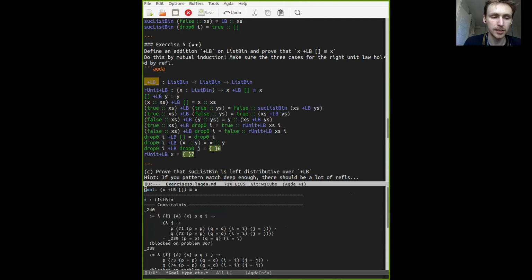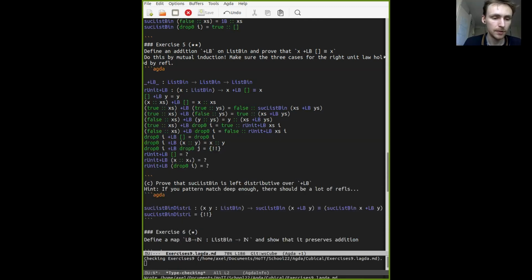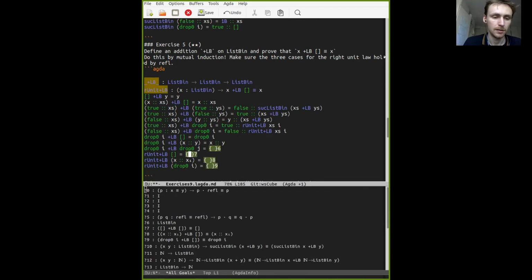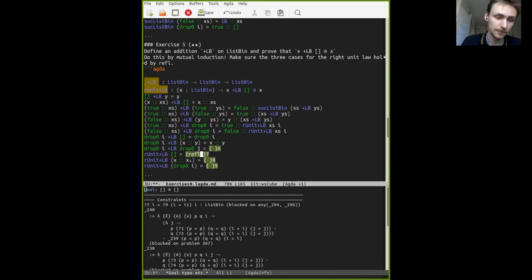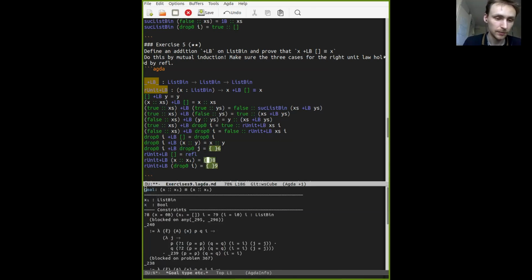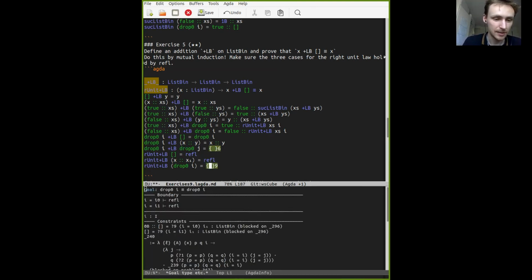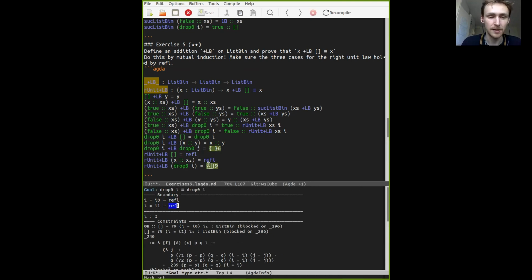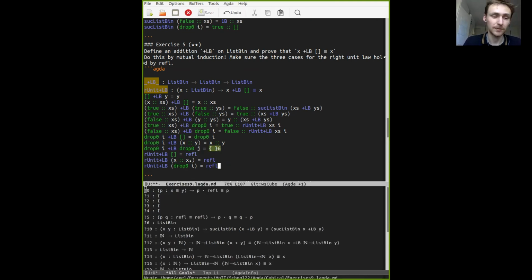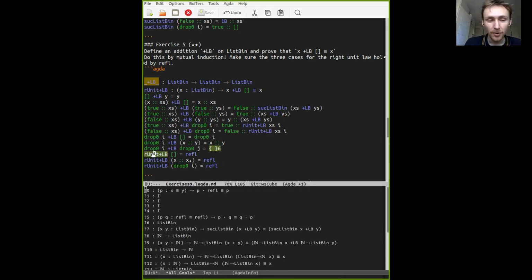Because we've actually covered all the cases that the right unit law needs. Okay, so the right unit law says that x plus empty list is equal to x. Let's pattern match on x. First goal, empty list equals empty list. Nice. Second goal, some list equal to the same list. Nice, that's REFL. Last case, drop 0i equals drop 0i. Nice, REFL on both sides. So the right unit law is REFL for all the constructors.